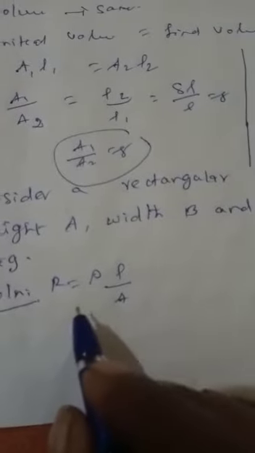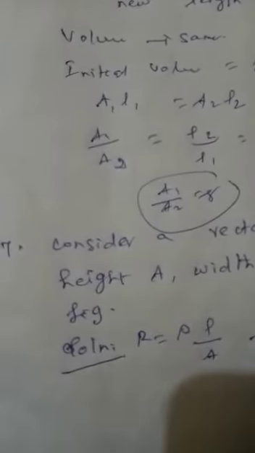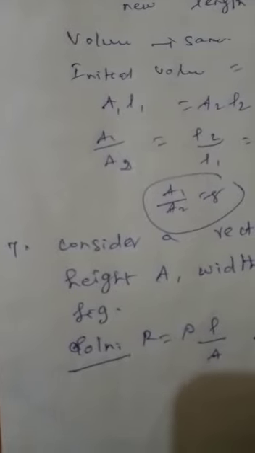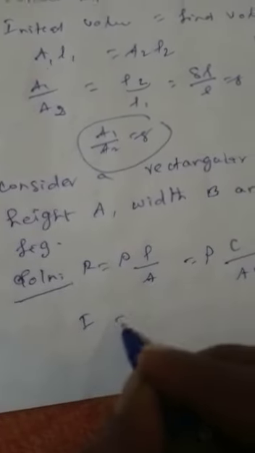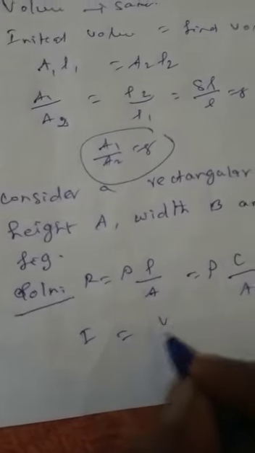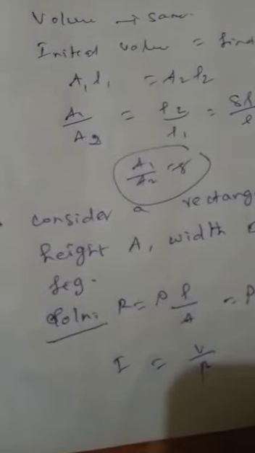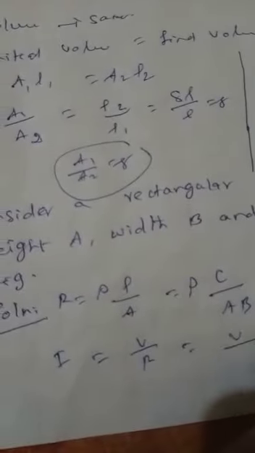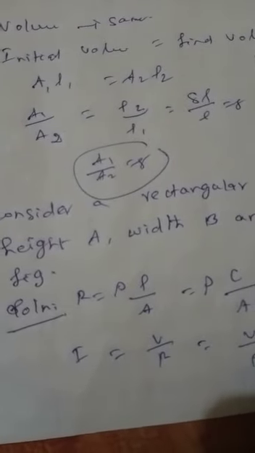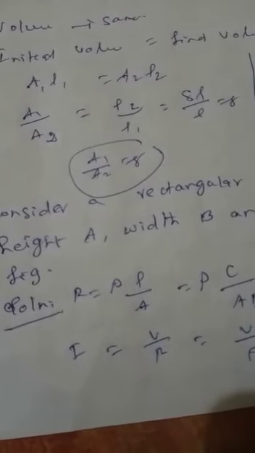Okay. So the resistance of the first block R is equal to rho L by A. In this first block, what is the length? C. The area is AB. We need the current. So current I is equal to V by R. Here the value of R is rho into C by AB, so I is V into AB by rho C.